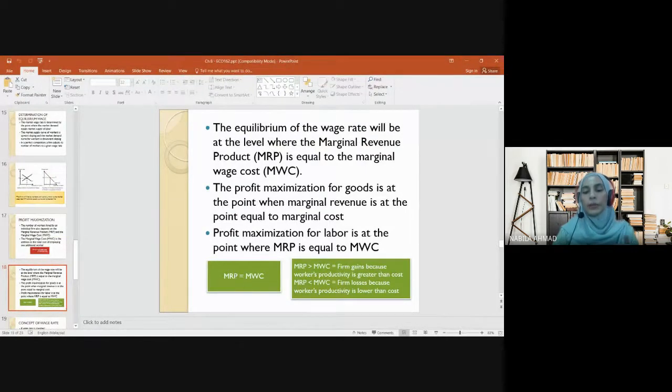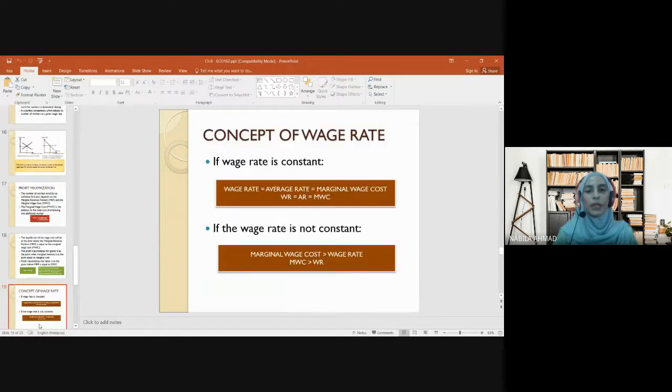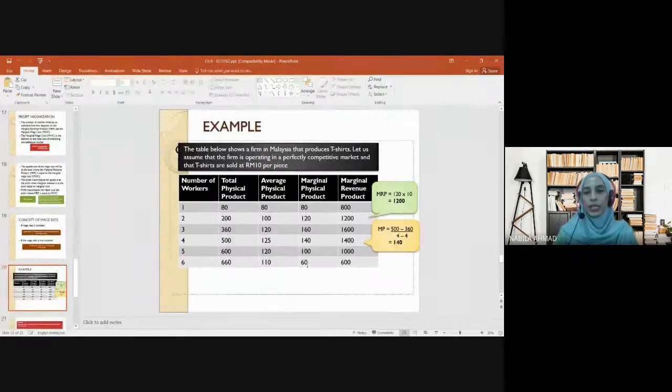Bila MRP, marginal revenue product, greater than marginal wage cost, so firm gain, because workers' productivity greater than cost. Kalau MRP less than MWC, firm losses because the workers' productivity lower than the cost. Alright, so kita lihat contoh di sini. The table below shows a firm in Malaysia that produces t-shirts. Let us assume that the firm is operating in a perfectly competitive market and the price of t-shirts adalah RM10 per piece. So kita ada number of worker, total physical product.